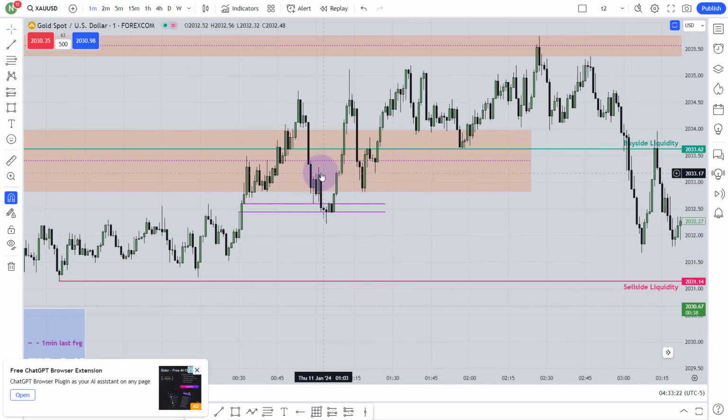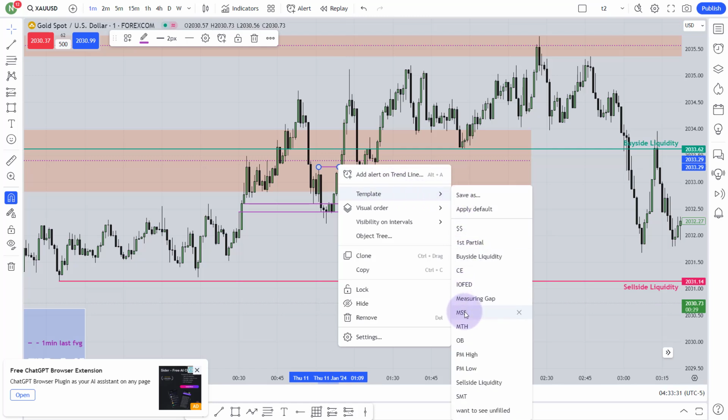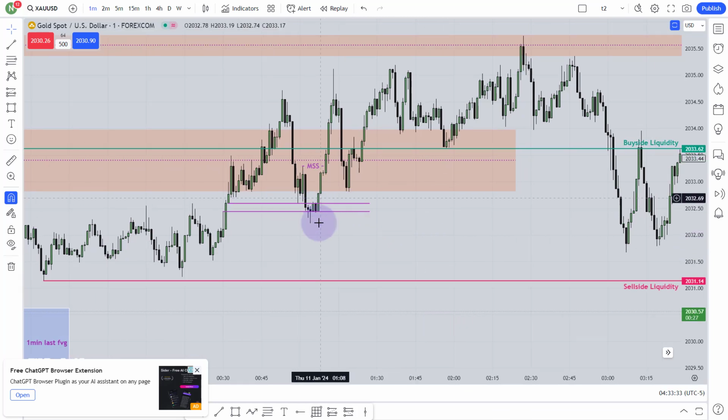Okay, then I got another market structure shift over here. This is my market structure shift. When it has shifted the market, immediately I will go for the first fair value gap. So this is the first fair value gap, and that should be your entry point. Okay, so that should be your entry fair value gap.